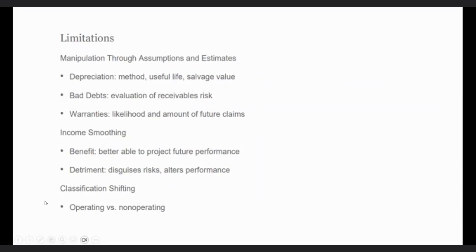But everything has its own limitations. In this situation, we can see manipulation through assumptions and estimates. In the income statement, there will be depreciation method, useful life, salvage value. They are estimates. And bad debts, evaluation of receivables, warranties, likelihood and amount of future claims.